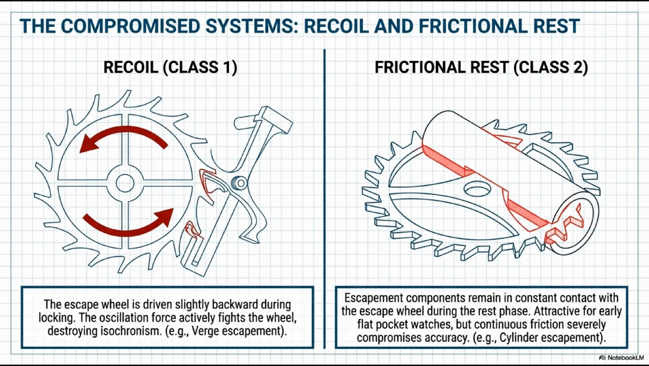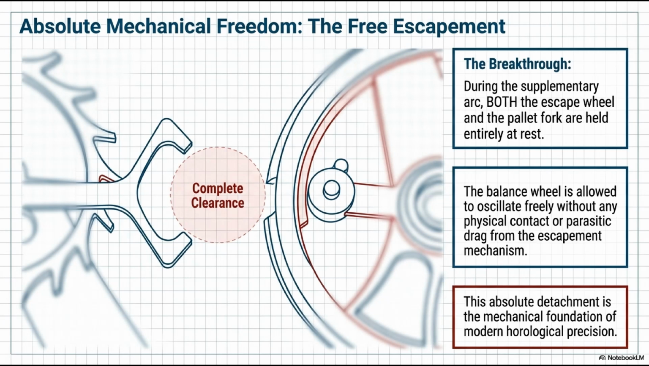Neither class can isolate the oscillator from the driving mechanism. Only Class 3 achieves that isolation, which is the necessary precondition for precision timekeeping. This is why the Swiss lever, imperfect as it is, represents such a fundamental advance over everything that came before it. Here is the breakthrough achievement of the Class 3 free escapement, stated with full technical precision.